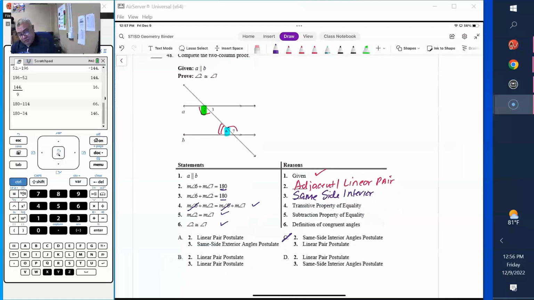So C is wrong. And we have same side. This says exterior linear pair. So your answer is D.